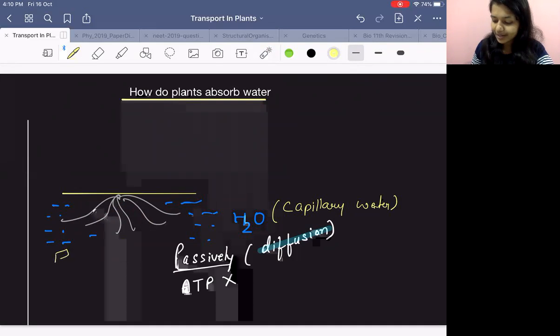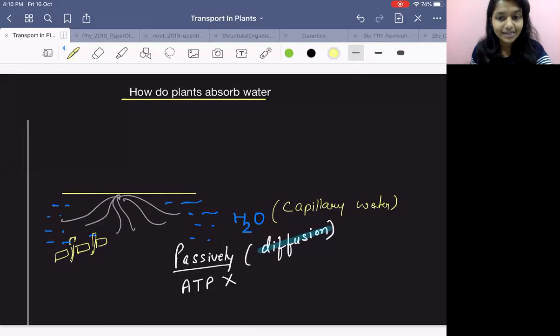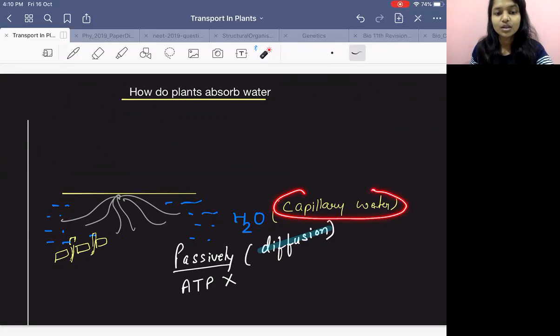Let's say this is a soil particle, this is a soil particle. The water which is available between the soil particles is called capillary water. So they may ask you, which water is available for the plant? Capillary water is available for the plant. The water which is present in between the soil particles. Capillary water will be absorbed by the root.